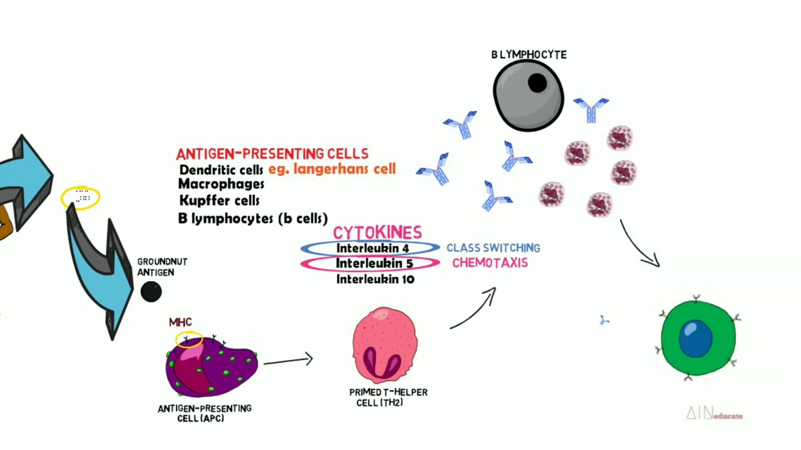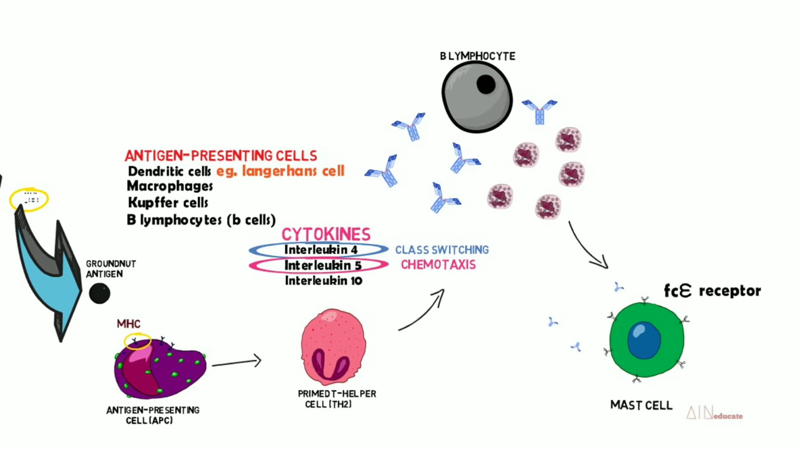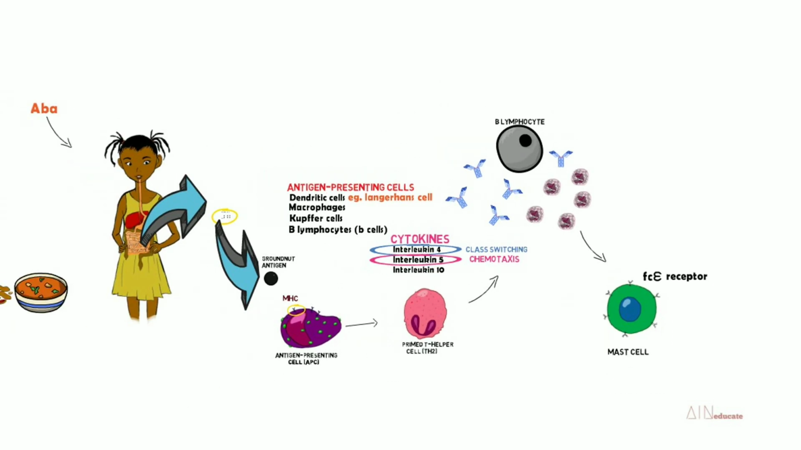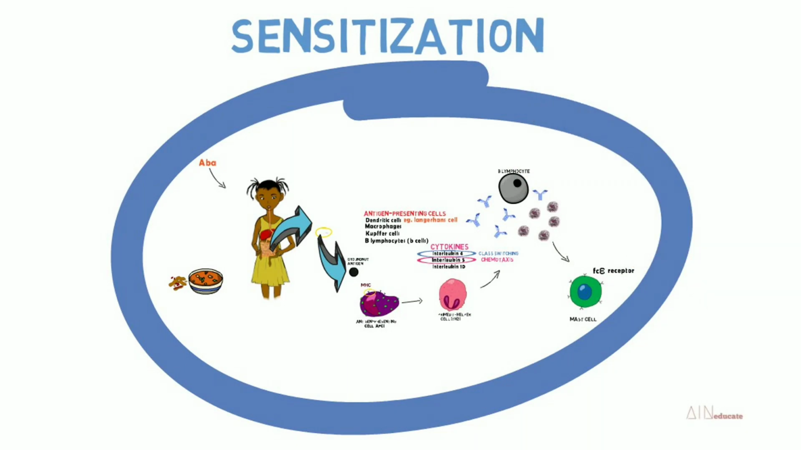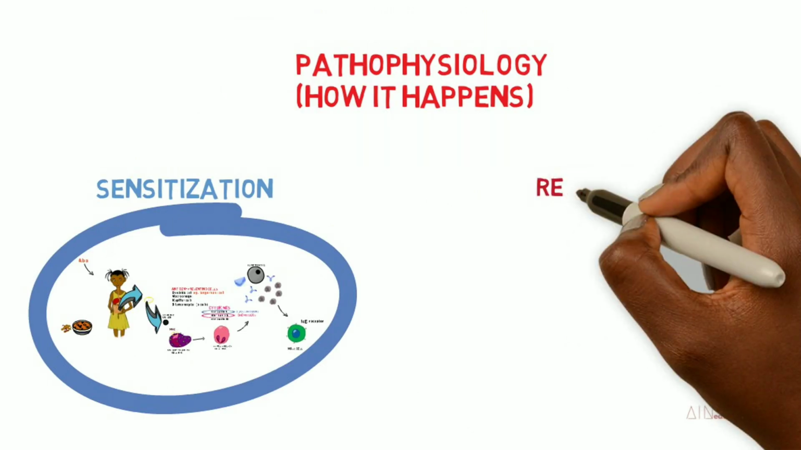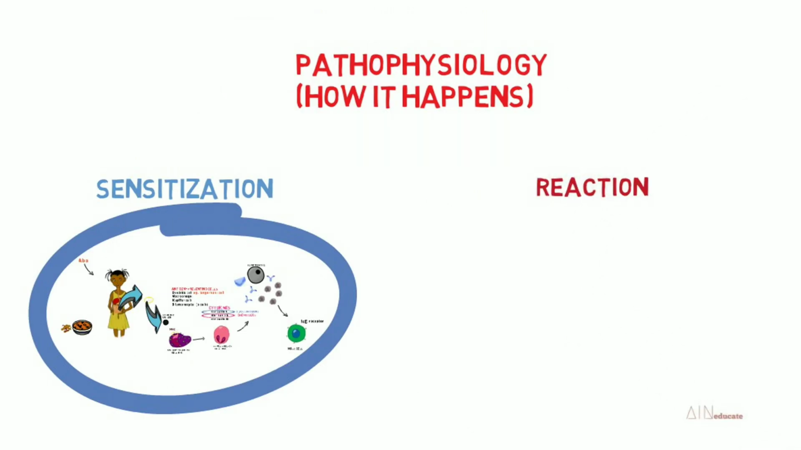The IgE produced by the B cells then bind to the surface of mast cells, a type of granulocytes, via their Fc epsilon receptor, waiting for the next attack of the groundnut antigen, if Abba ever eats it again. This whole process describes the first, or the sensitization, phase of type 1 hypersensitivity reaction. Moving on to the second and more dangerous phase of type 1 hypersensitivity reaction, the reaction phase.